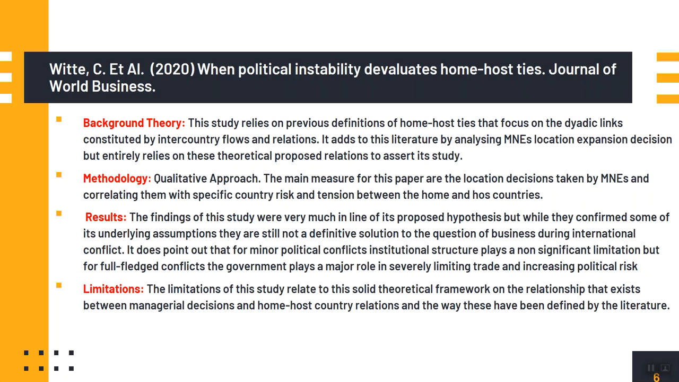Finally, the last document that I've used is When Political Instability Devaluates Home-Host Ties. And this is a much more specific approach of how political risk is used to understand political and economic relationships between countries. So the background theory of this study is very reliant on the definitions of home-host ties for international business companies, and it does focus on the dyadic links constituted by inter-country flows and relations that is the main theoretical framework for home-host ties literature.